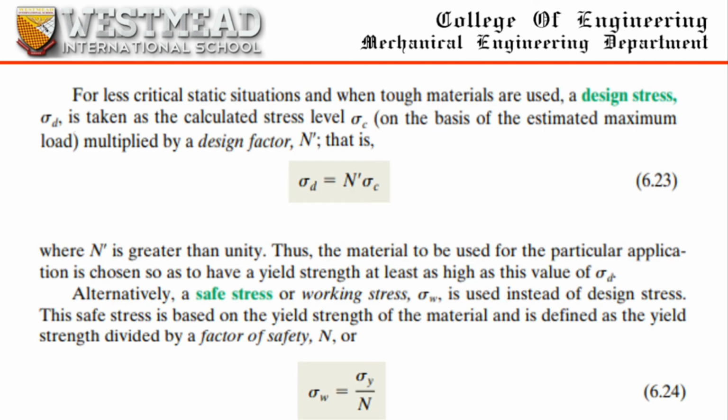So, for us to find the design stress, we will have to use the formula: design stress is equal to the design factor, which is N prime, multiplied by the calculated stress level or calculated stress. So, in safe stress, or working stress, we will use the formula: yield stress over N, or the safety factor.